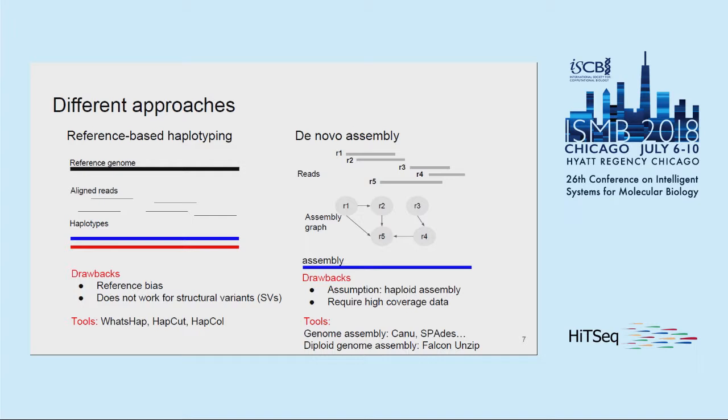The basic idea of FALCON-Unzip is that it collapses the bubbles in the assembly graph and then aligns the PacBio reads to this collapsed consensus to find out the phase of each read. The limitation here is that it cannot phase all types of SVs and cannot work with different heterozygosity rates.